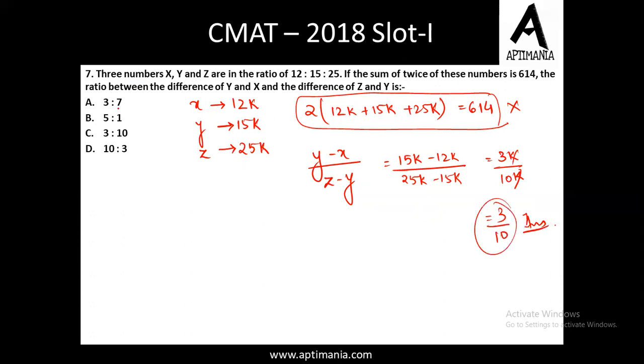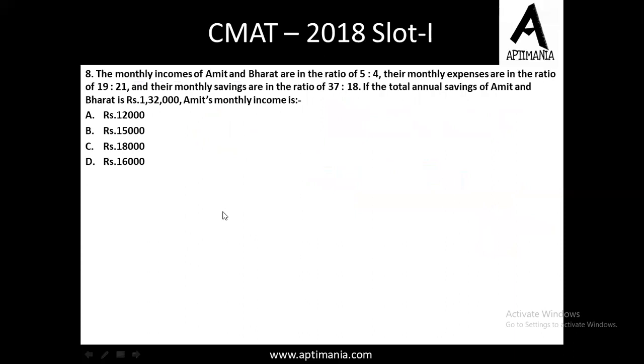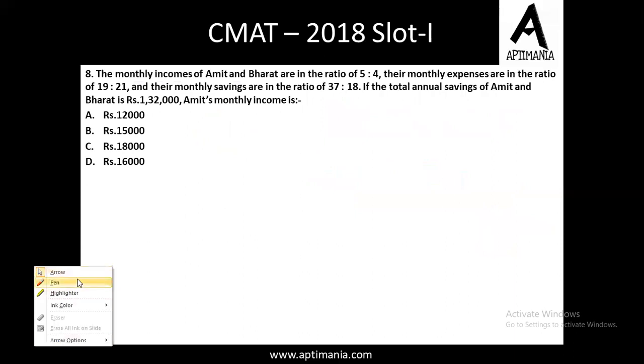So for question number 7, the correct answer is option C, that is 3 upon 10. 3:10 is the correct answer for this question. Let's go ahead to the next question. It's a question from ratio and proportion again. Let's try to take it out.